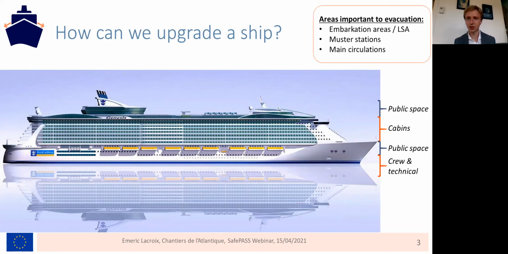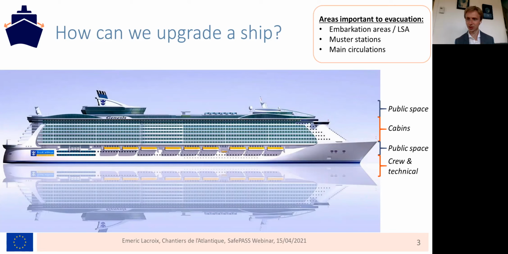So in terms of evacuation, mainly there are three areas that are of interest. You obviously have your embarkation areas, so your LSA, so to speak. LSAs are life-saving appliances. It's what we refer to as lifeboats and anything that can carry a passenger out of the ship. So you have your embarkation areas on a certain deck. Then you have your muster station.